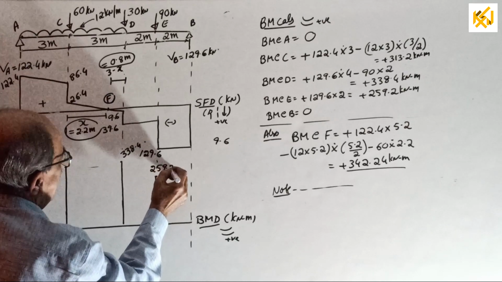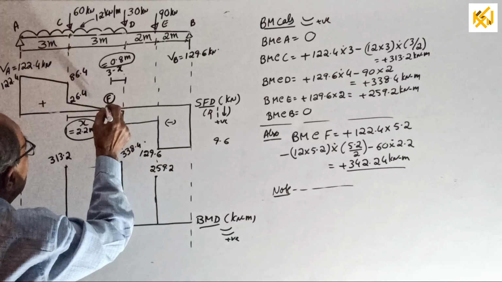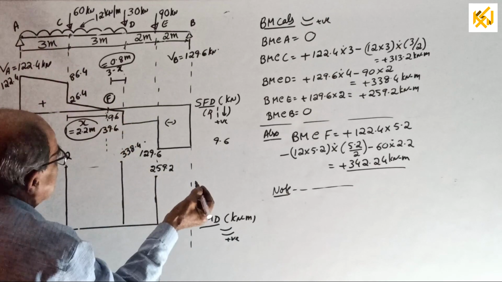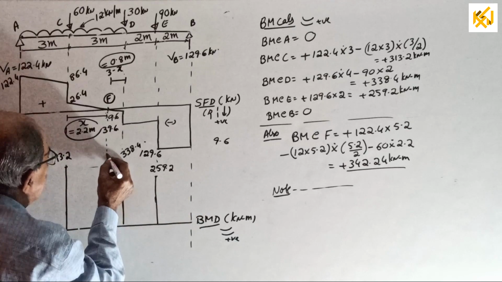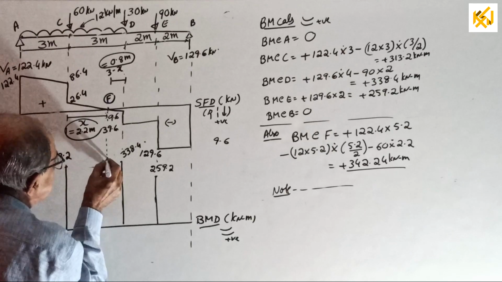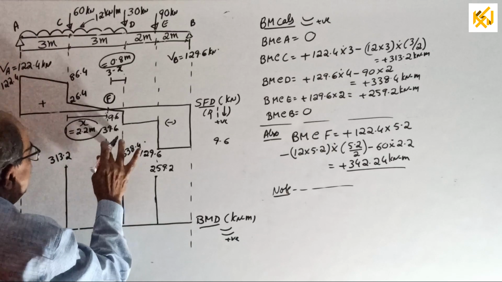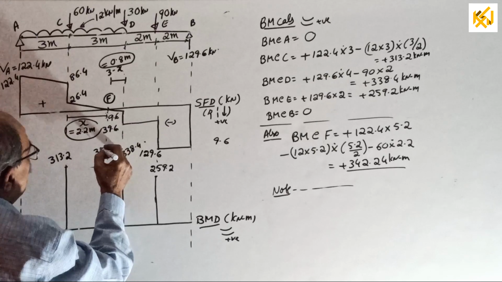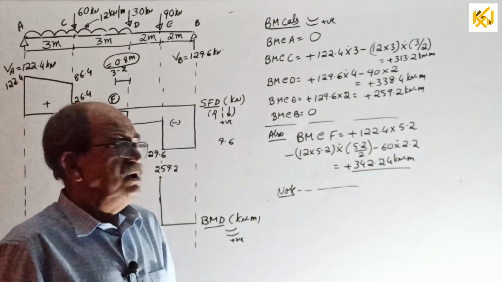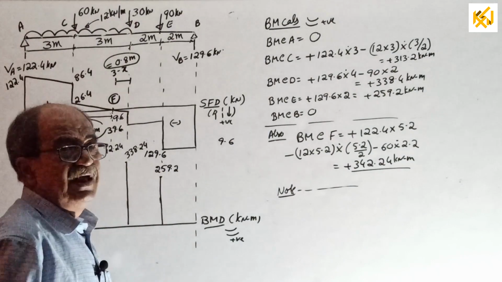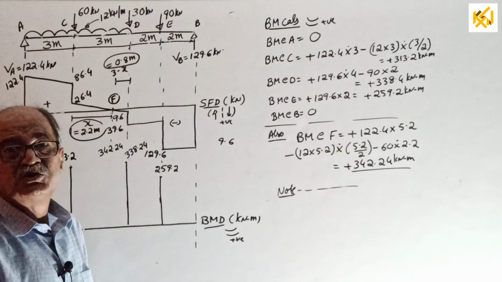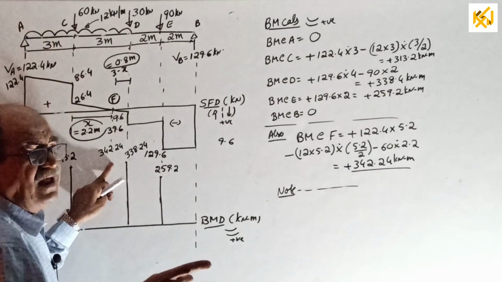259.2. And then somewhere here, this point where the SFD crosses the baseline, slightly more, 342.24. You cannot make it out, slightly more. I'll put it here. This is 342.24. Okay, now the last part. There was some power problem; I was explaining and suddenly power went off. So I will adjust it there.